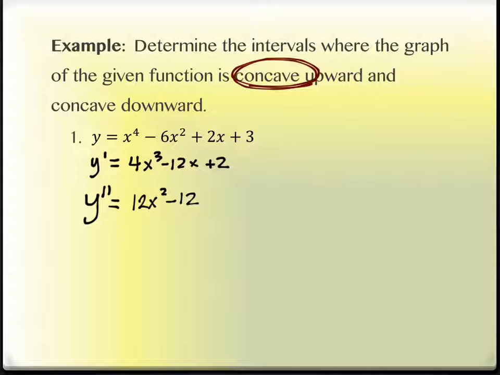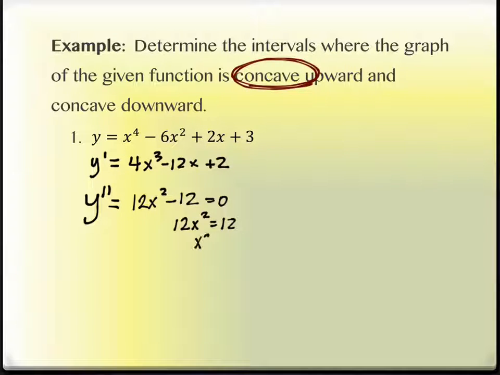Wonderful. So basically, we're just doing one more step, doing another derivative, and then everything else is going to look the same. We're going to set it equal to 0. We're going to solve. We're going to draw a number line. Sound good? Check test points, positives and negatives. All right, so we're going to set this equal to 0. So I have 12x squared equals 12.